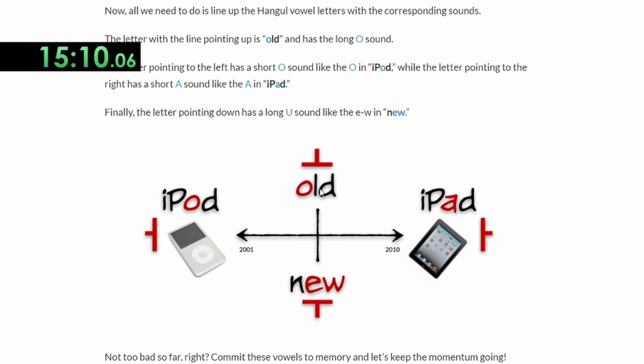So the O is pointing up, but in pod, it's pointing vertically, because the O is the short sound. So short goes vertically, and the one that says its name is horizontal.